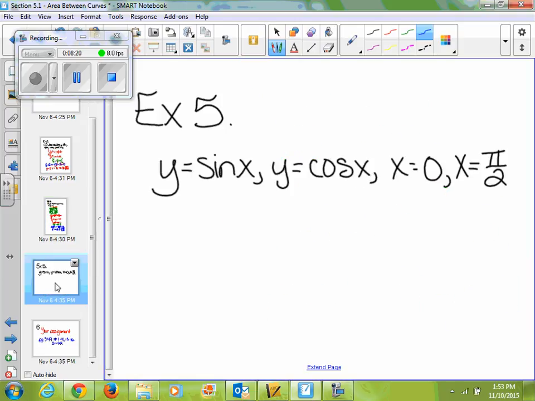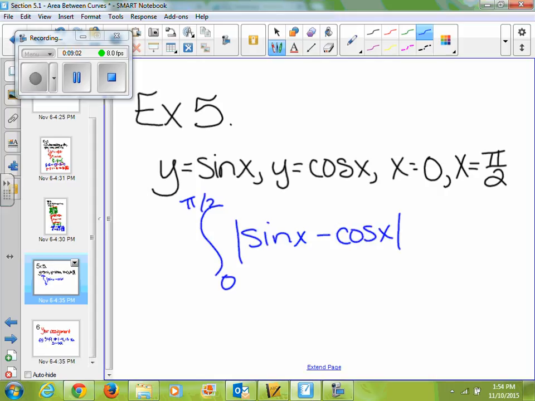Okay, we'll do one more. We'll find the area in between sine of x and cosine of x from 0 to pi over 2. Alright, so my lower limit is 0, my upper limit is pi over 2. My first function is sine of x minus cosine of x dx.